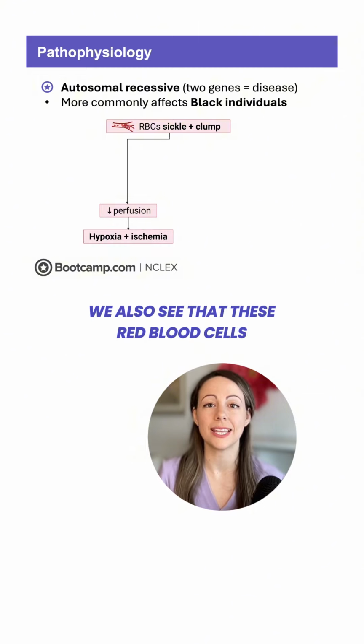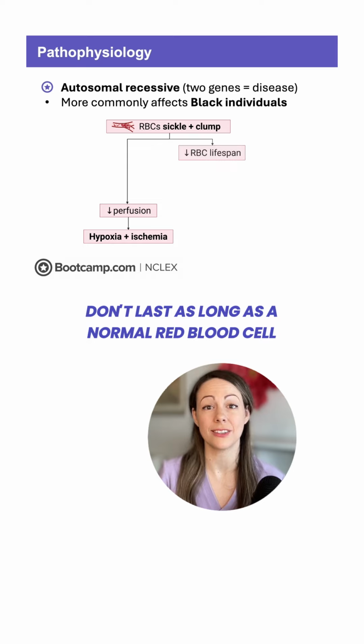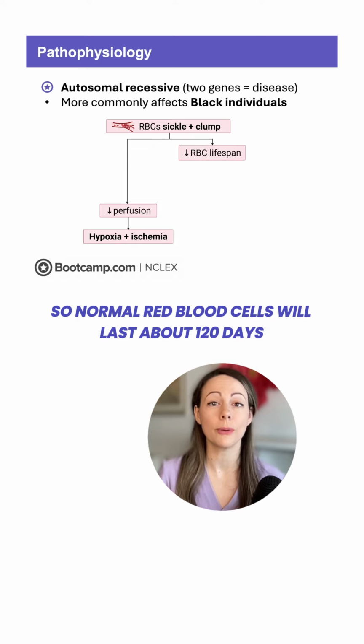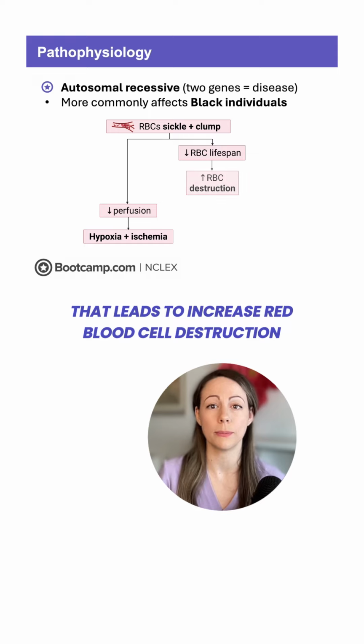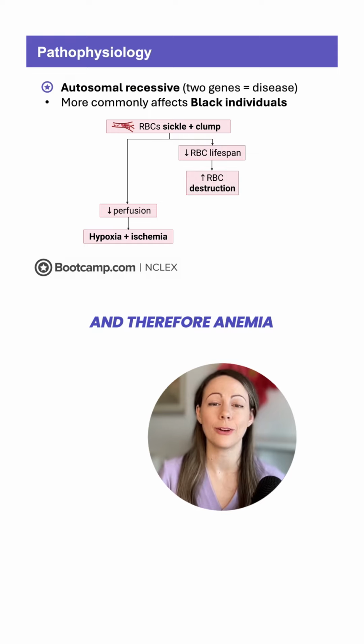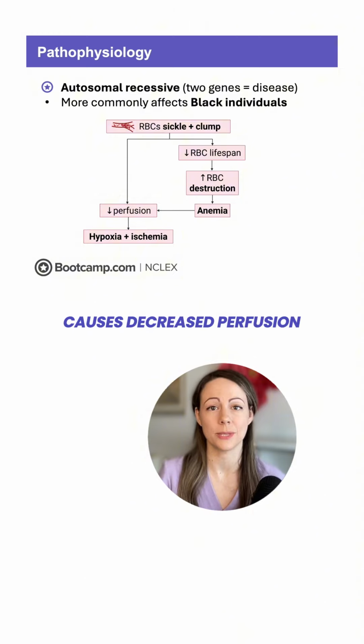We also see that these red blood cells don't last as long as a normal red blood cell. So normal red blood cells will last about 120 days, while these sickle-shaped cells only last about 10 to 20 days. That leads to increased red blood cell destruction and therefore anemia. That also, in turn, causes decreased perfusion.